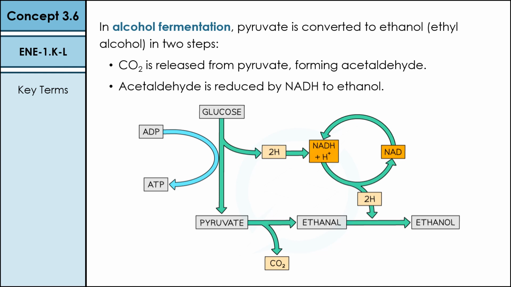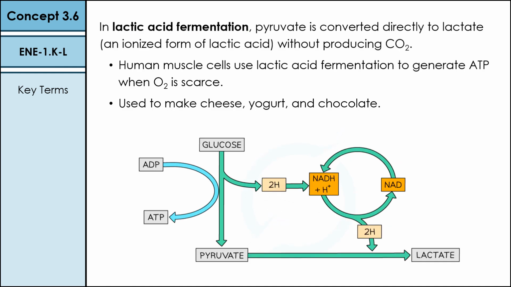To compare alcohol fermentation to the alternative, which is what takes place in our cells, we have lactic acid fermentation. So this is where we don't have two steps, just one step. We convert our pyruvate to lactate, which is an ionized form of lactic acid. No carbon dioxide is being produced in lactic acid fermentation. Instead, we just have this buildup of lactic acid.